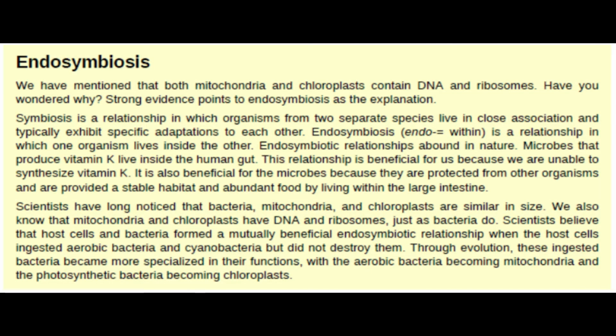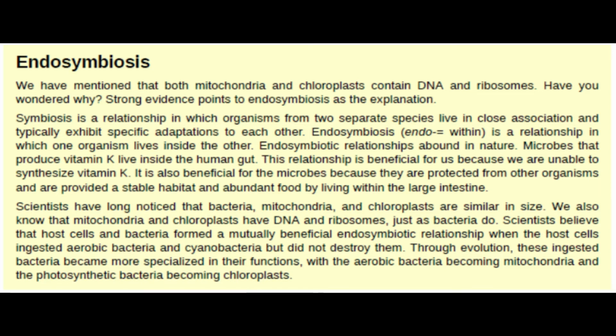Endosymbiosis. We have mentioned that both mitochondria and chloroplasts contain DNA and ribosomes. Have you wondered why? Strong evidence points to endosymbiosis as the explanation. Symbiosis is a relationship in which organisms from two separate species live in close association and typically exhibit specific adaptations to each other. Endosymbiosis, endo meaning within, is a relationship in which one organism lives inside the other.